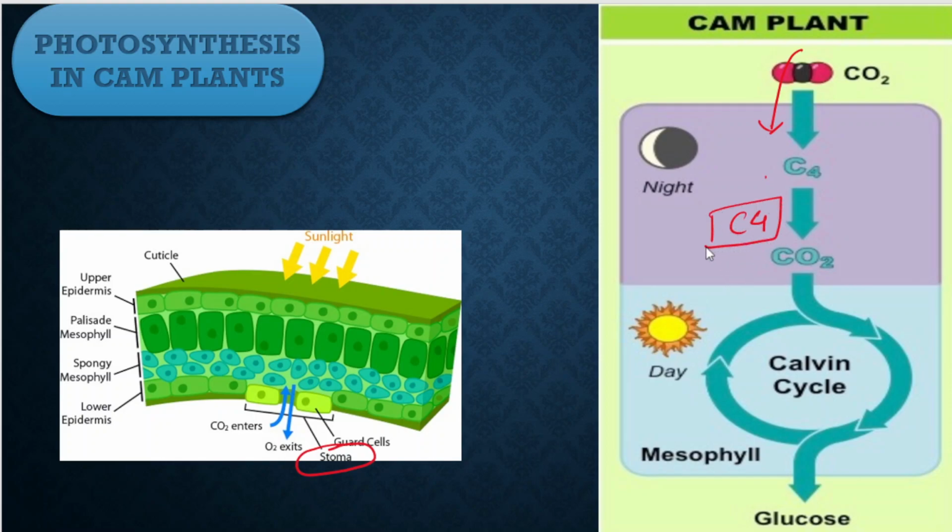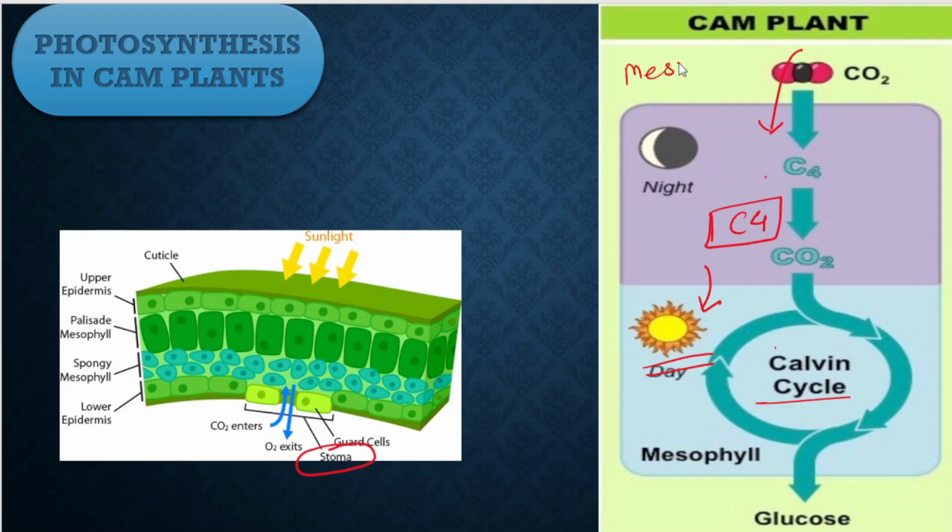itself in this molecular form. When the daytime comes, the stomata are closed and the Calvin cycle takes place in the daytime. So the oxygen cannot enter into the mesophyll at the daytime when the Calvin cycle is taking place here. So CAM plants have adapted themselves to take up the carbon dioxide in the mesophyll only.